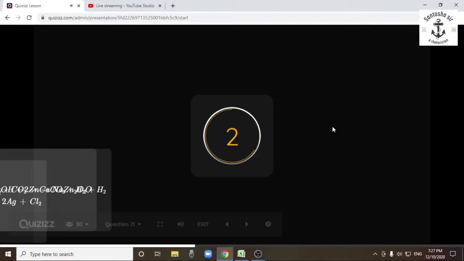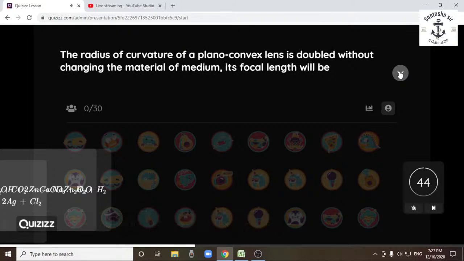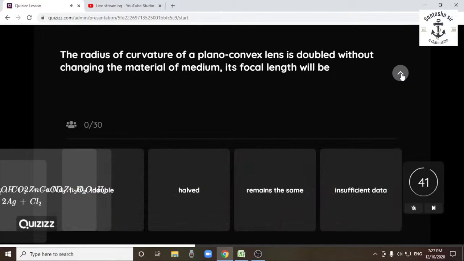Question number 21. The radius of curvature of a plano convex lens is doubled without changing the material of medium. Its focal length will be... 25 seconds.